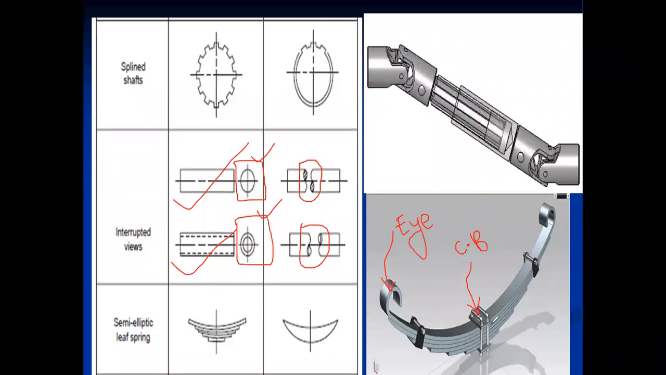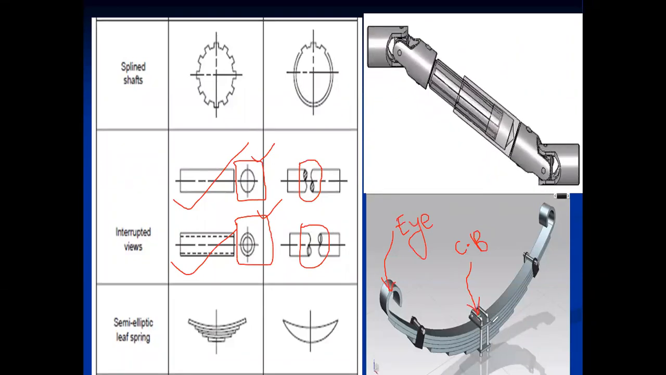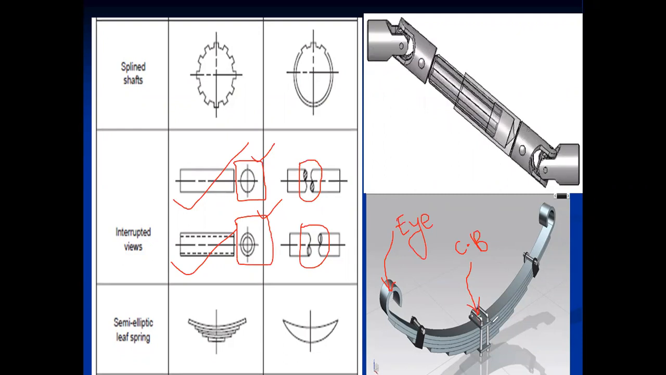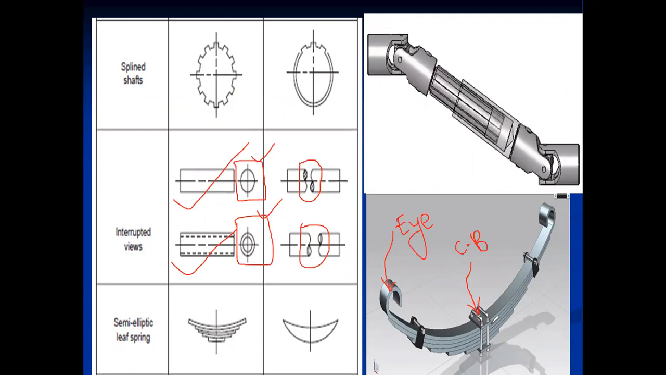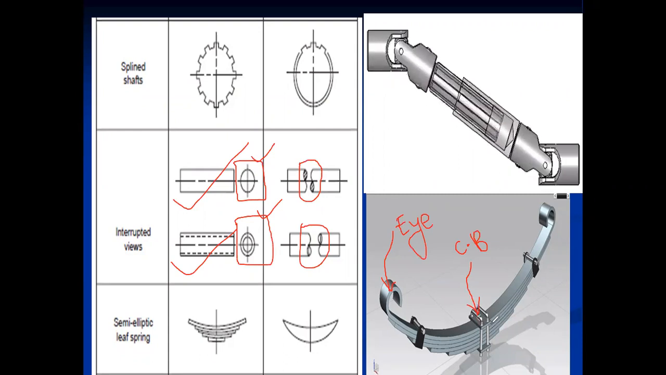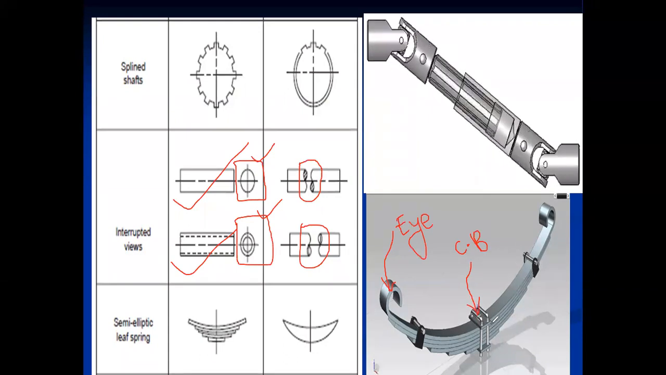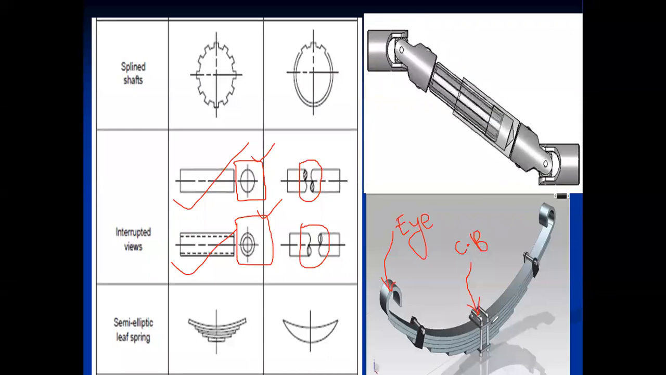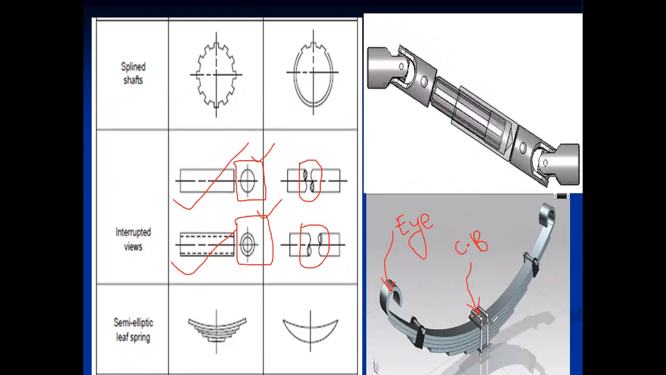Center band. Why is the eye used in case of leaf spring? To connect or join this leaf spring with whom? To the chassis or body of the vehicle. To join this with the chassis or body of a vehicle.